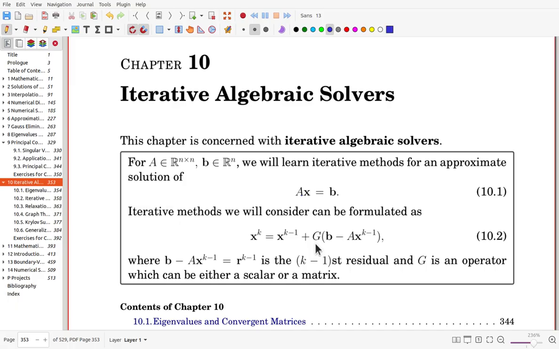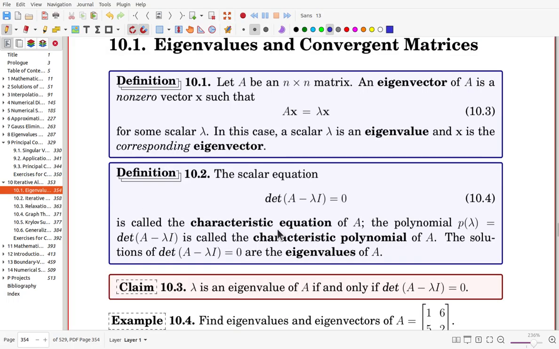Depending on the choice of T, the convergence can be different. That is related with the eigenvalues of a certain matrix, so we'll begin the analysis with eigenvalues and convergent matrices. In this section, some parts are quite simple and you already know them, and some other parts will be new. Okay, let's begin with very simple things.